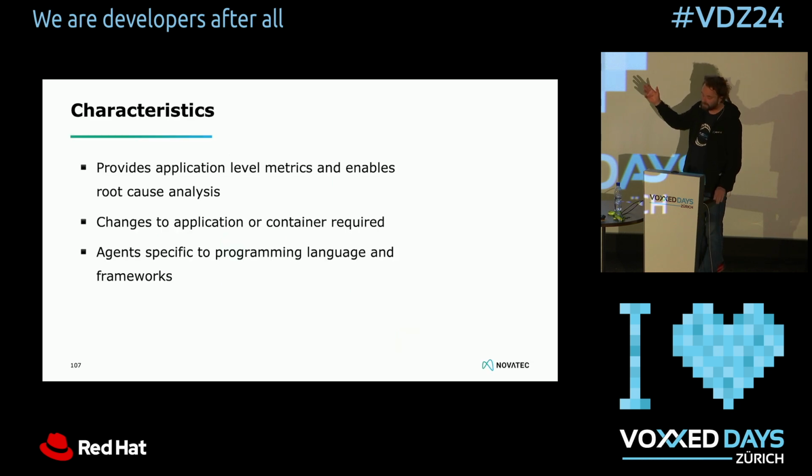Now, to wrap things up, we got application level metrics here. You can do root cause analysis. You can go down to variable level within your application. But of course, here you need to change the application. The more you monitor, the more overhead you will certainly have. And it's specific to the programming language and framework, but there is already some pretty decent coverage.